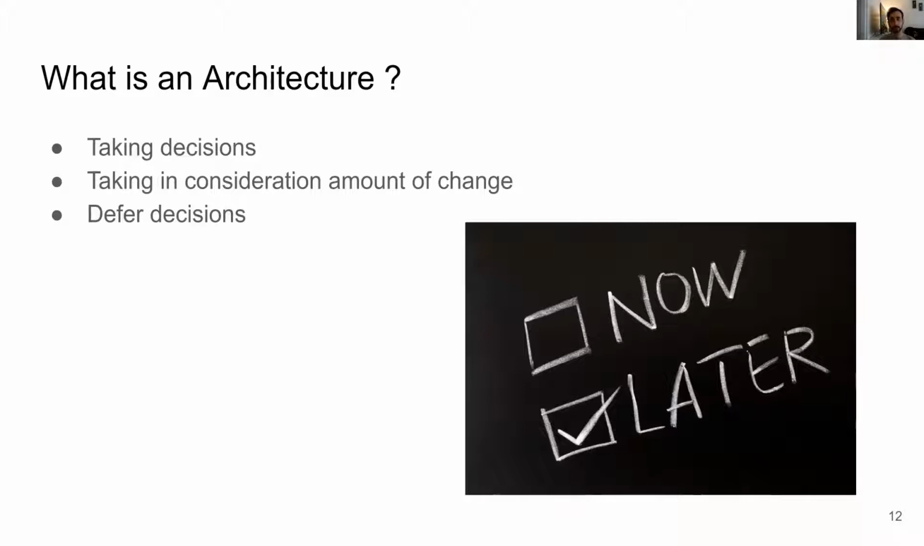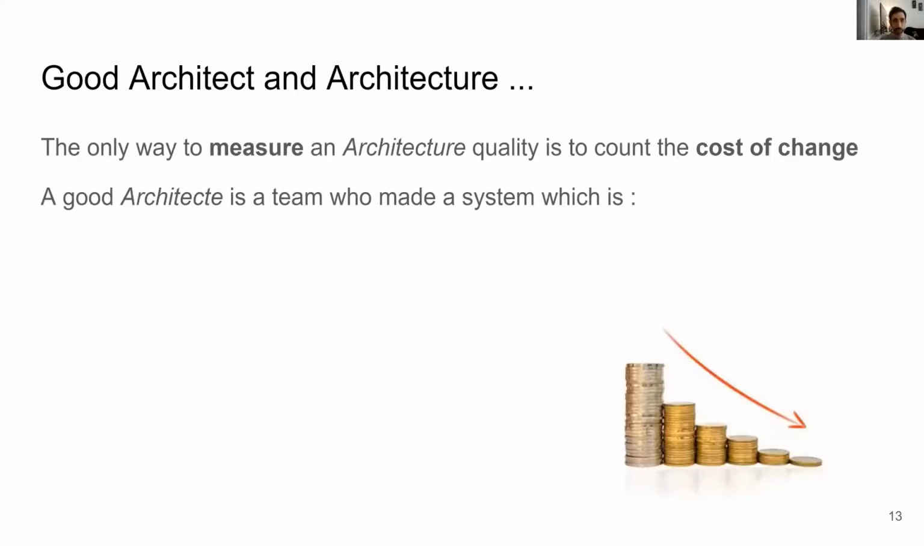For example, if you try to decide which kind of database you should use before coding the project, it's not deferring the decisions, it's taking the decisions. So try to defer the decisions to a later time, and just focus yourself on what is really important for your business and for your domain. That will help you to have an architecture that costs less.